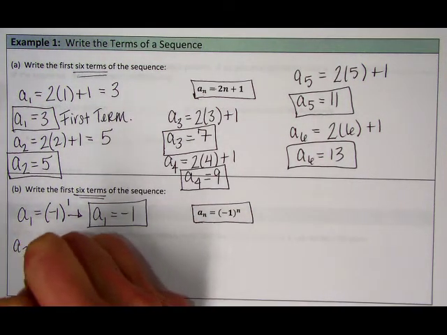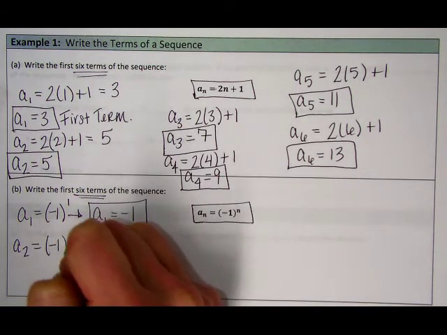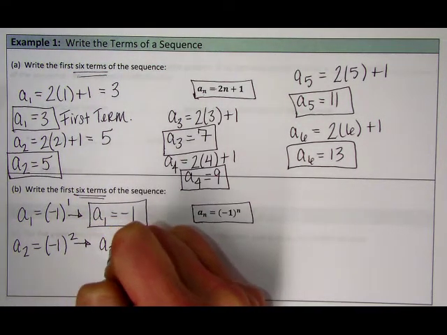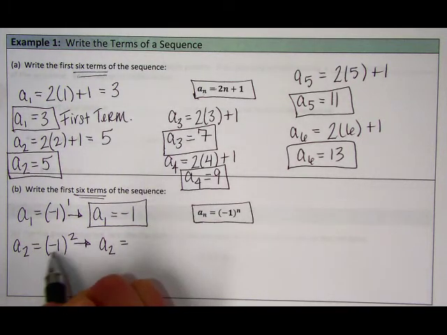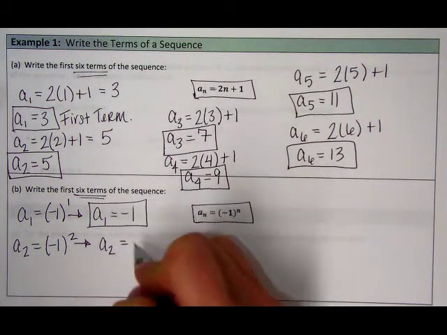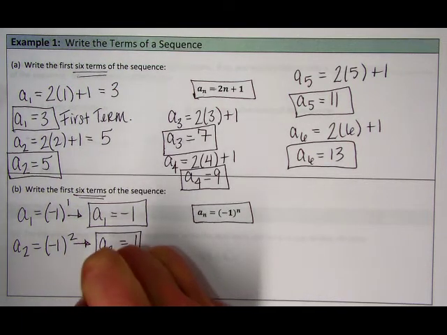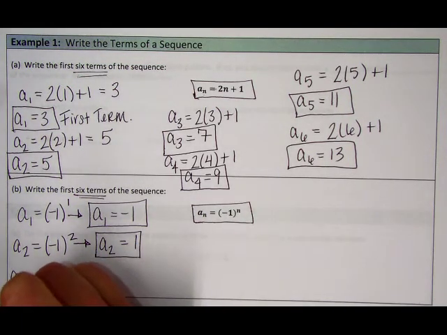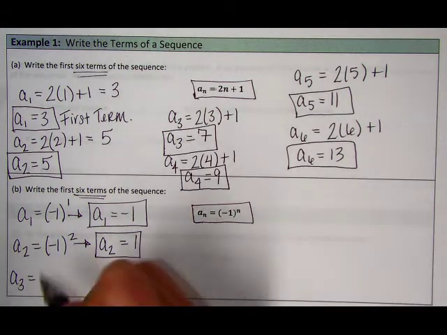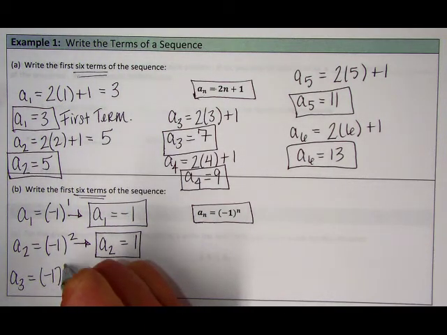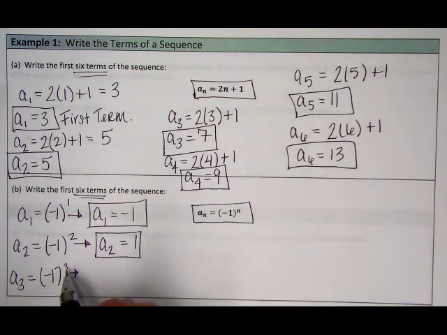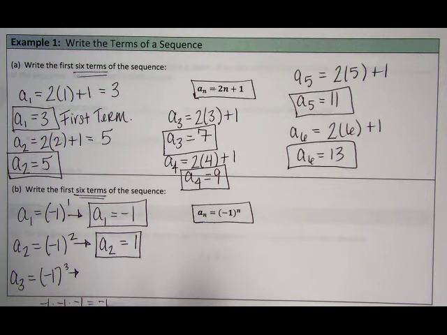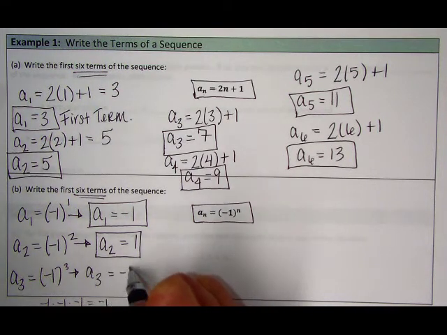My second term, if I plug that into this equation, I get -1 to the second power, which means my second term, anytime I square a negative number, -1 times -1 gives me a positive number, so my second term should be 1. My third term is when I plug 3 into my equation, -1 to the third power. Because it's an odd exponent, the negative is going to stay there. -1 times -1 times -1 gives me 1 times -1, which is obviously -1. So my third term is -1.